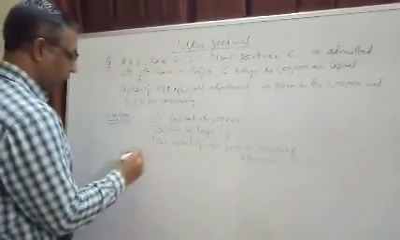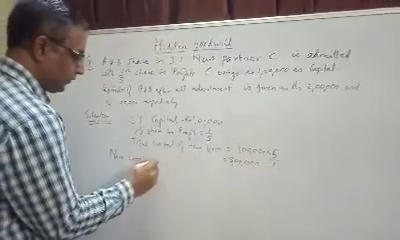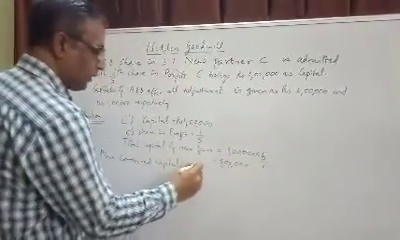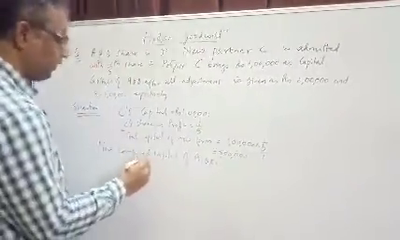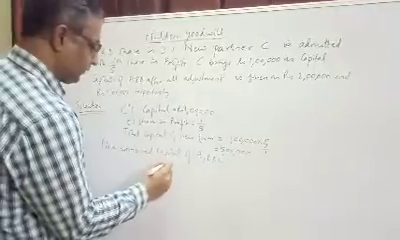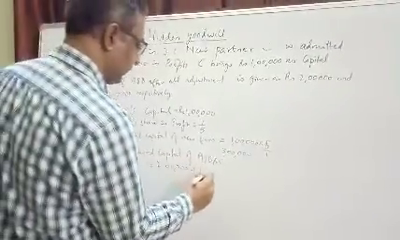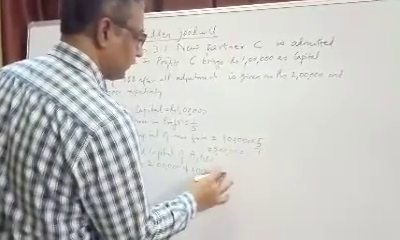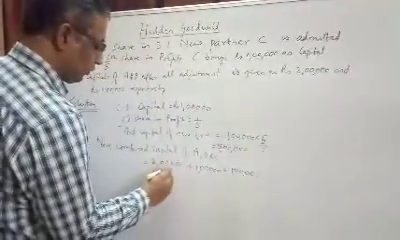Now we will find the combined capital of A, B and C, which is A's capital 2 lakh, B's capital 1 lakh and C's capital 1 lakh, which is equal to 4 lakh.